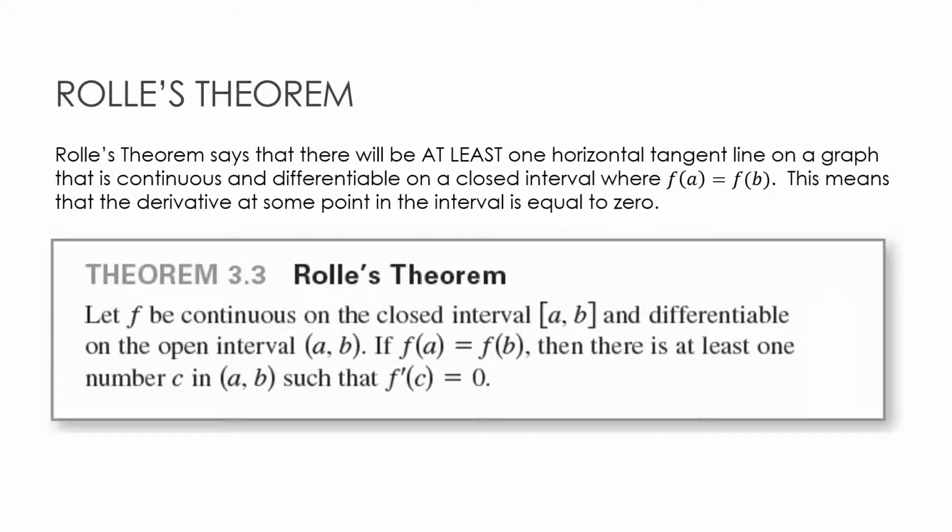So basically that's exactly what Rolle's theorem says. Rolle's theorem says that there will be at least one horizontal tangent line on a graph that's continuous and differentiable on a closed interval where f of a equals f of b. So again, what does all of that mean? If the y values are equal, f of a equals f of b, and it's continuous, like we talked about, don't pick your pen up, and differentiable, so no jumps, breaks, or pointy lines, then there is going to be some point in that interval at which the derivative is equal to 0.